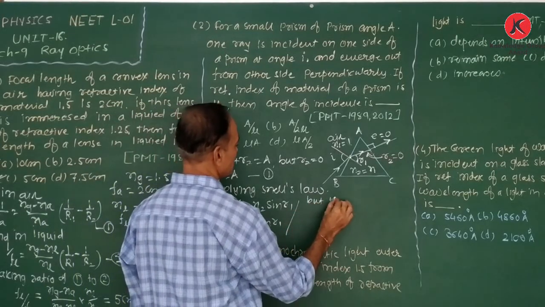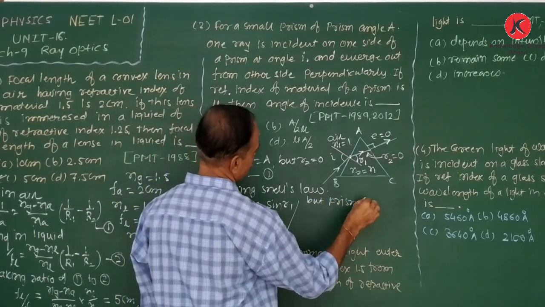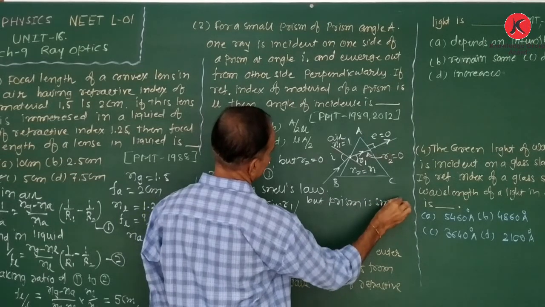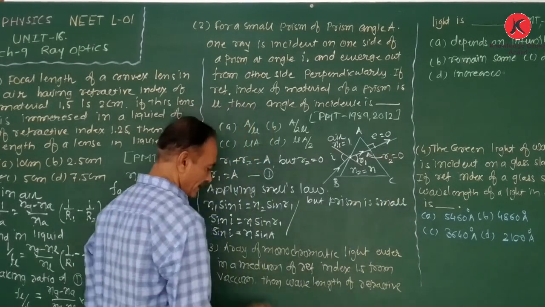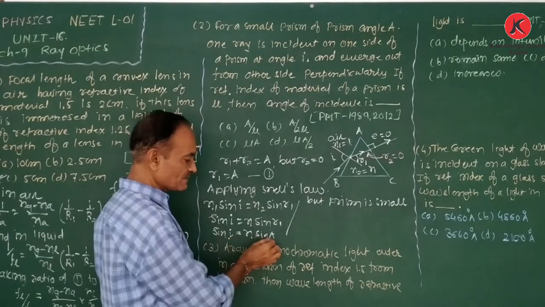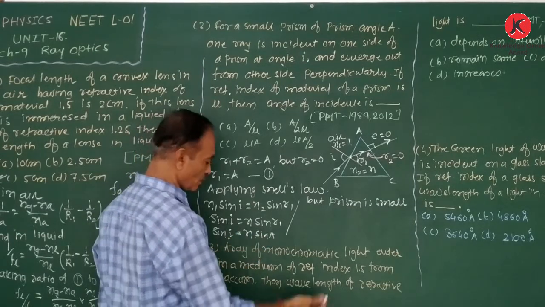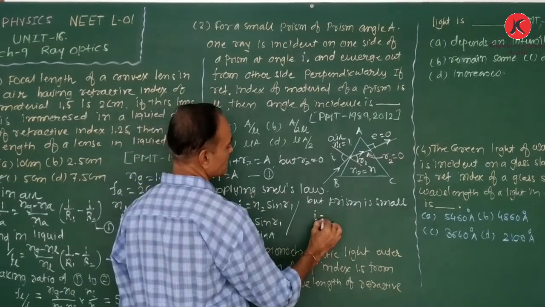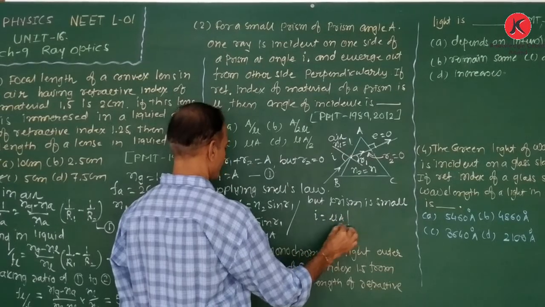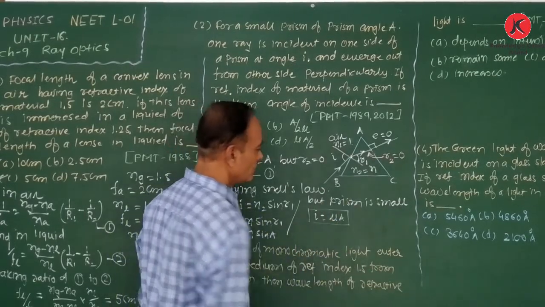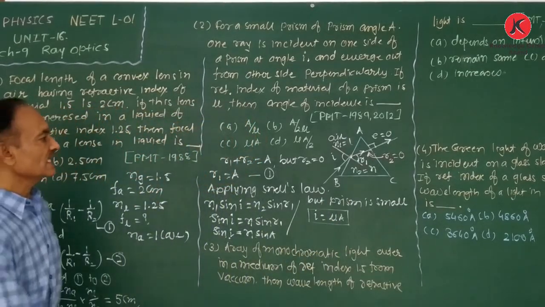But the prism is very small. Therefore, the angle of incidence is very small and the prism angle is very small. Therefore, i is equal to mu. So there is our answer, C.